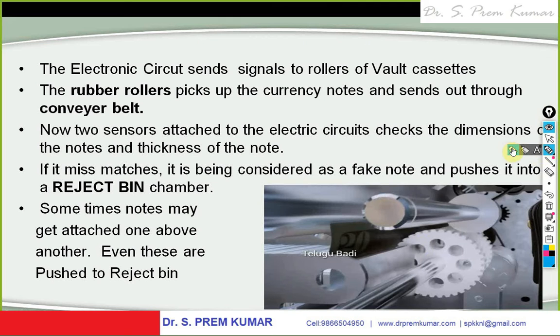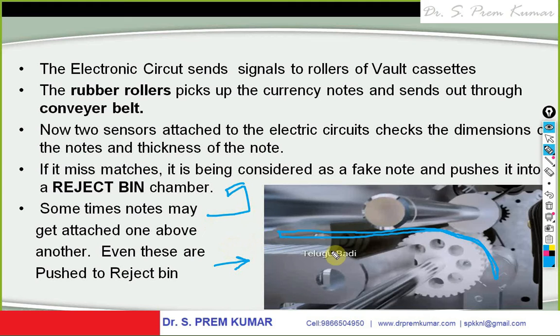As I told you previously, observe this picture closely. In the vault there are cassettes. Inside the cassettes there are some rubber rolls which will be working. The communication lines will send the signal to dispense 500, that is the 500 rupee notes. These wheels rotate and eject each note. Let me say these wheels rotate and this is a 100 rupee note. It picks up the 100 rupee note. Similarly, I want 500 rupee notes.